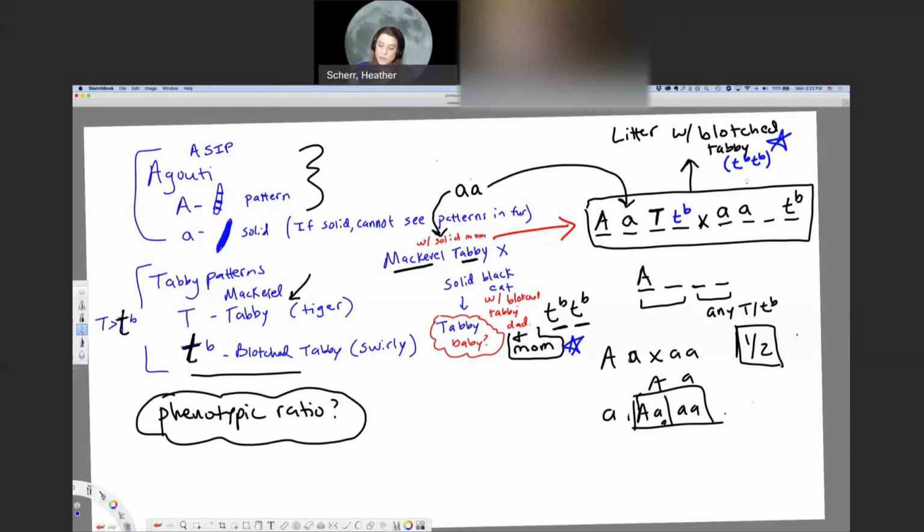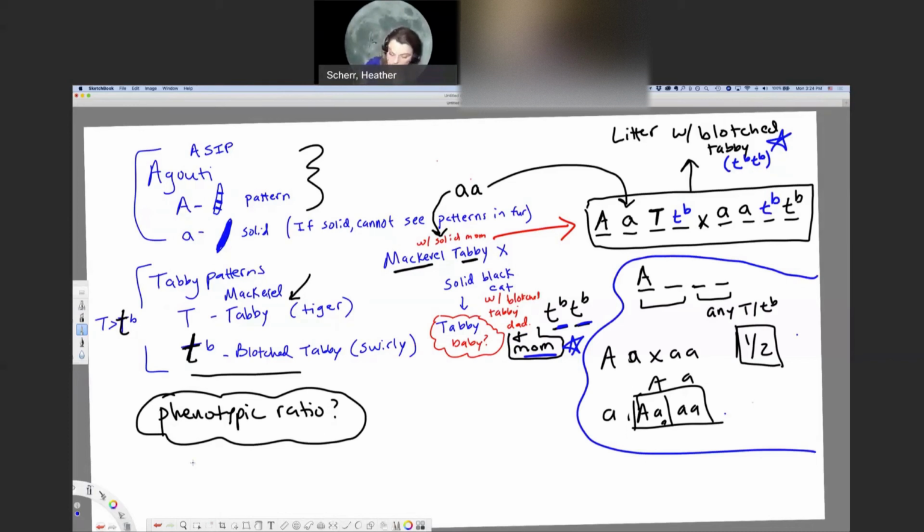Yes. So because it had a blotched baby, then you know that each of them has to have a blotched allele. And how are you figuring out this one on the right? Well, if the mom is also blotched, that means that's another TB. So both of them have TB, TB, TB, TB. It's just TBs, so this baby must have also gotten TBs. So even though it's a solid black cat, we actually know what tabby pattern alleles it has.